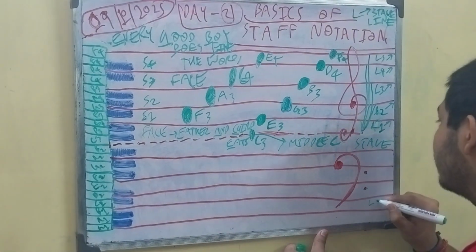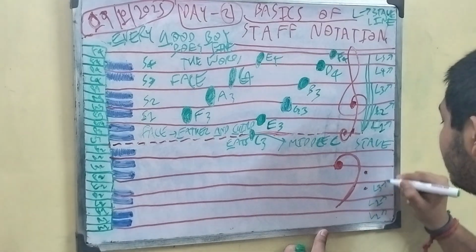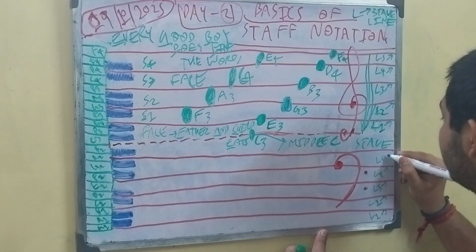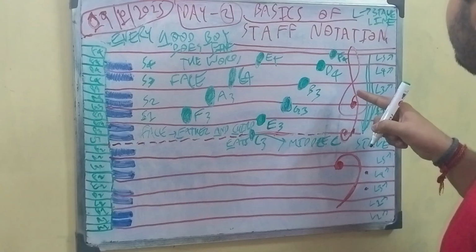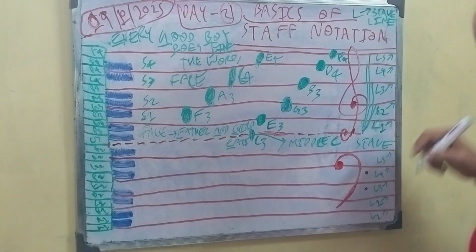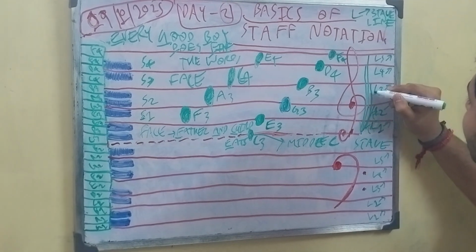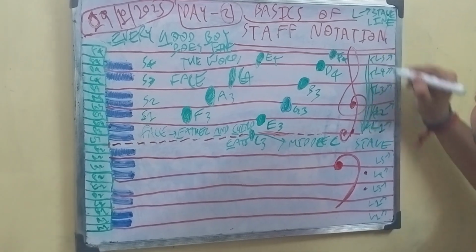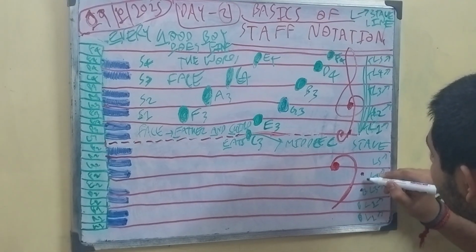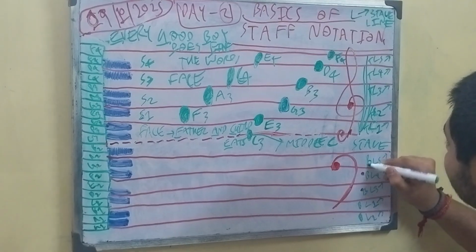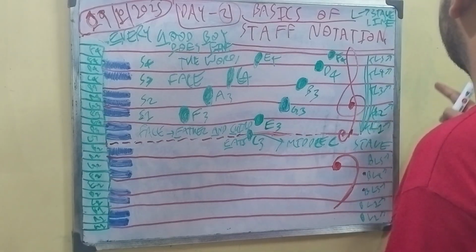L1, L2, L3, L4, L5. To be more precise, T stands for treble clef, and B stands for bass clef. So this is TL1, treble line 1, treble line 2, treble line 3, treble line 4, treble line 5. Similarly, this is BL1, bass line 1, bass line 2, bass line 3, bass line 4, bass line 5. BL stands for bass line, TL stands for treble line. 1, 2, 3, 4, 5 are the line numbers.